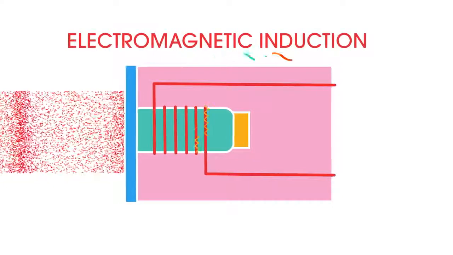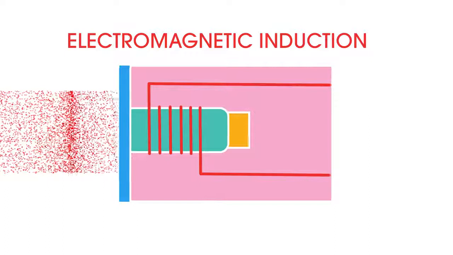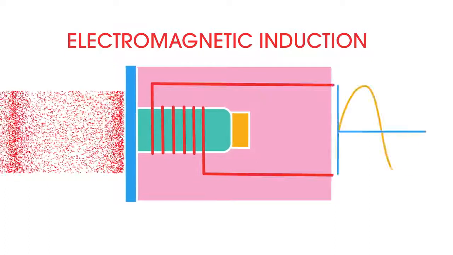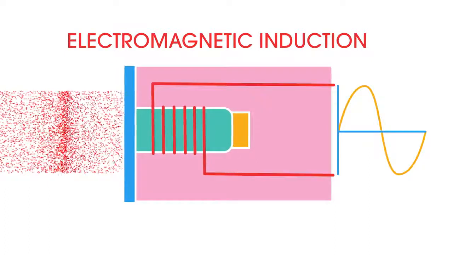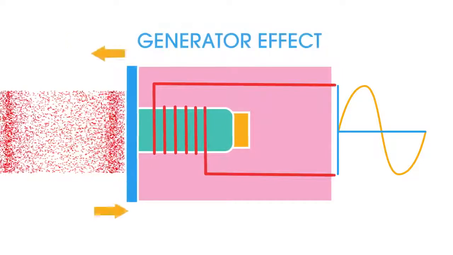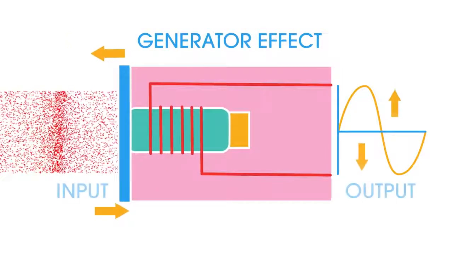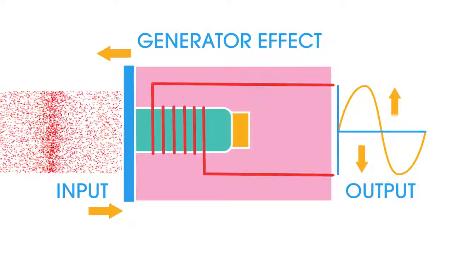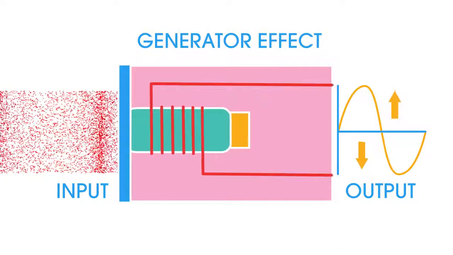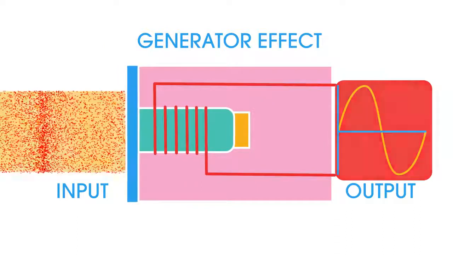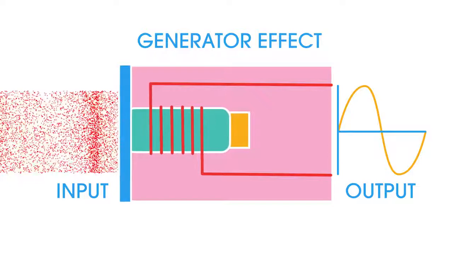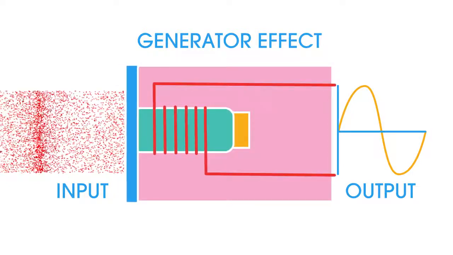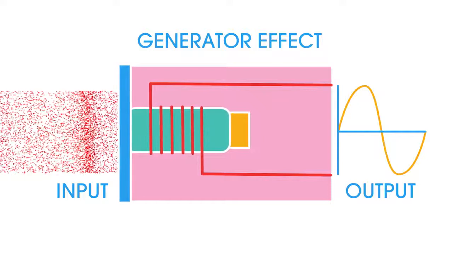This generates a small electrical current in the wire coil by electromagnetic induction. As the wires of the solenoid cut through the magnetic field lines, electrons are made to move. This can also be called the generator effect. As the direction of the motion changes, then so does the direction of the current, so the output is AC. The output frequency matches that of the incoming sound signal. This signal is usually very weak and needs amplifying before being passed on to a loudspeaker.